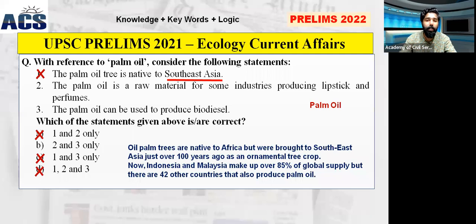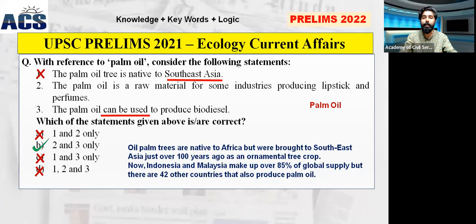If you do not know this, you might even choose 1, 2, 3, but by applying the keywords you can still get there. Let me go through the keywords of these statements. In the third statement, there is a keyword, "can be," which talks about possibility. So it can be used to produce biodiesel. It is an edible oil, but definitely it can be used for biodiesel.